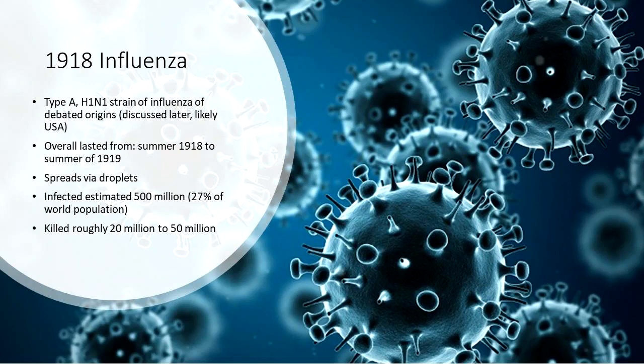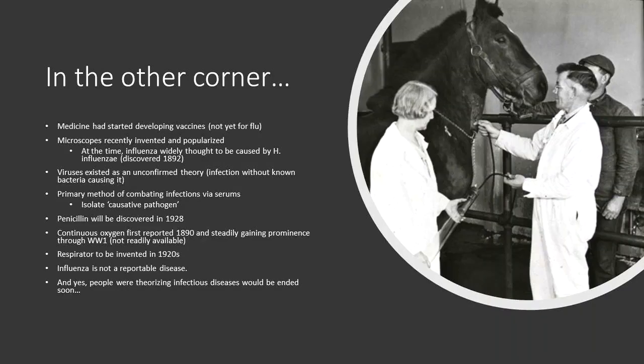So in the other corner, to go over medicine at the time of this, medicine had started to go into what they called the modern scientific era, where rather than using folk remedy and anecdotal evidence and panaceas, we started going towards evidence-based medicine. We had started developing vaccines, but had not developed one for the flu yet. The first effective flu vaccine would come later in the 1920s.